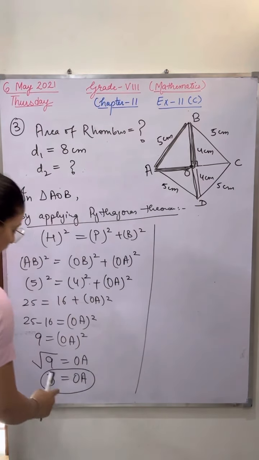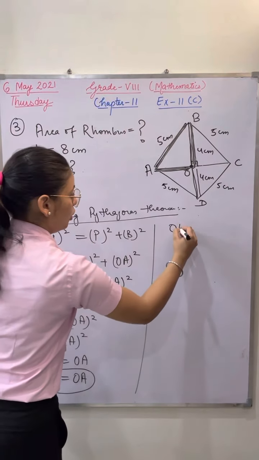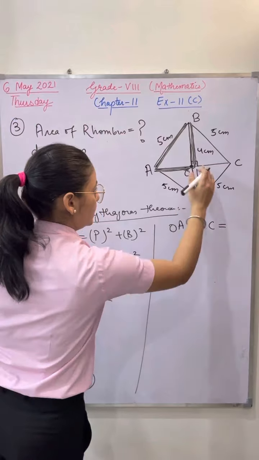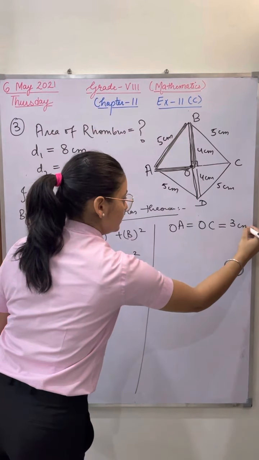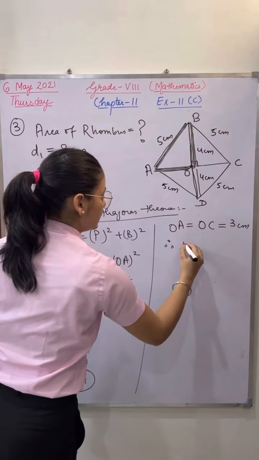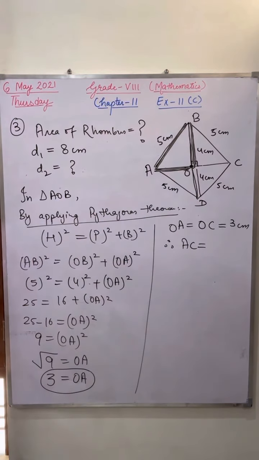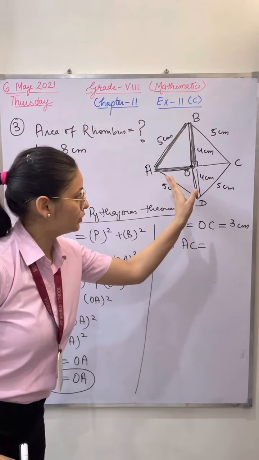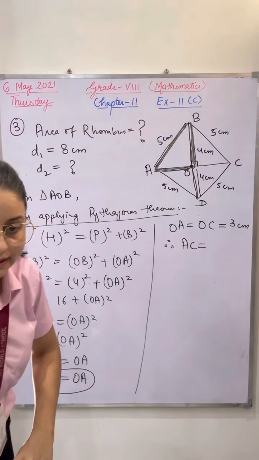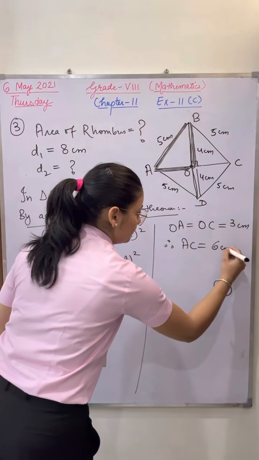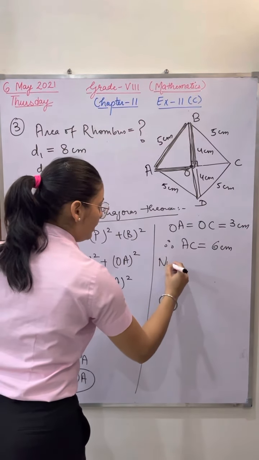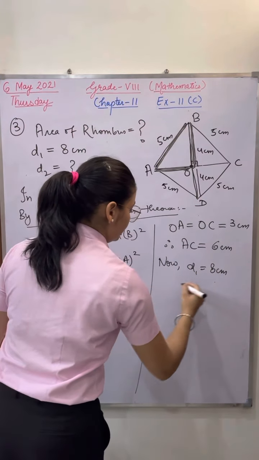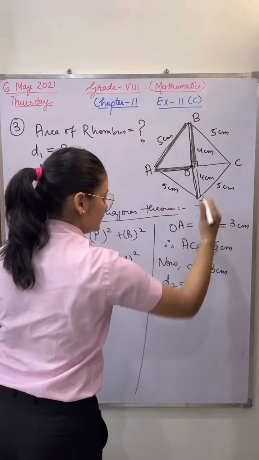Alright, so I got the length of OA. OA is equals to OC, so it is equals to 3 centimeter. So therefore my complete AC is equals to how much? OA is equals to OC is equals to 3. Both are 3 and 3. So my complete AC is equals to 6 centimeter. Now I'm having D1, this complete diagonal, which is 8 centimeter. D2 is the second diagonal, that is 6 centimeter.